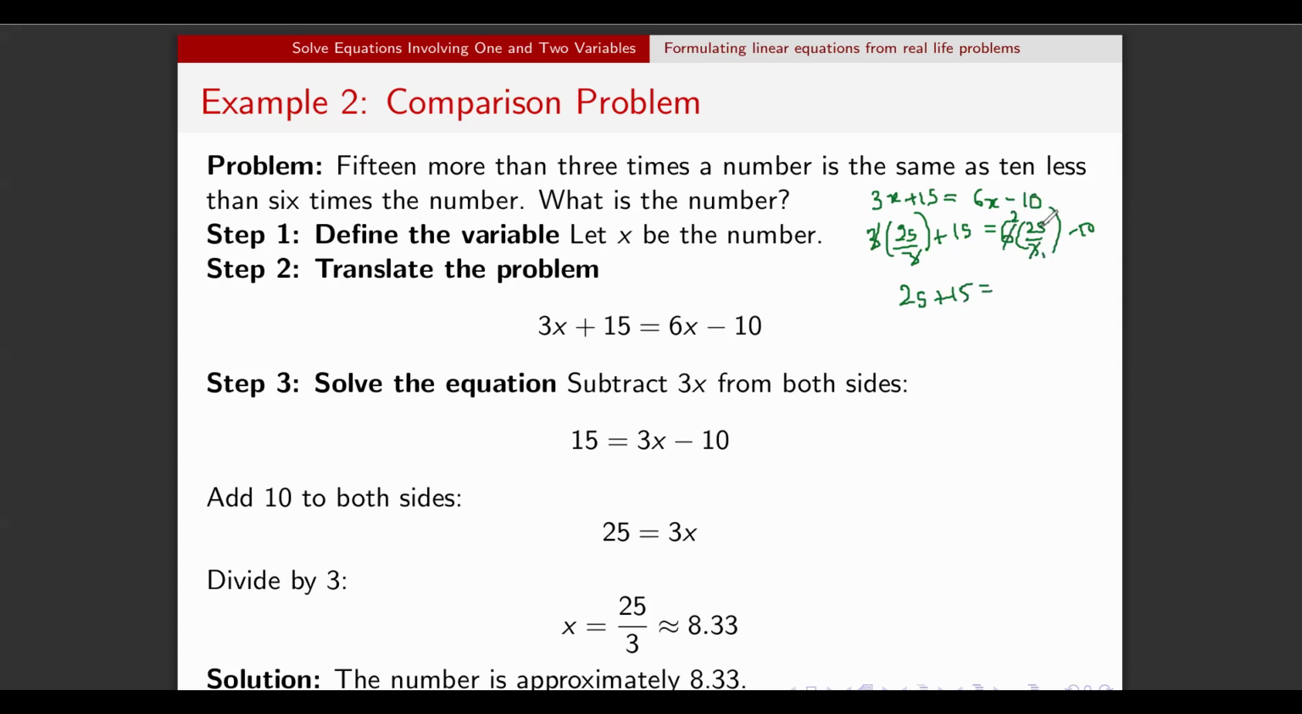2 times 25 is 50. So 50 minus 10. 25 plus 15 is 40. 50 minus 10 is 40. So yes, x equals 25 over 3 because it satisfies both sides of the equation, giving you 40 and 40. And that's how you test to see whether the value you have gotten is correct.